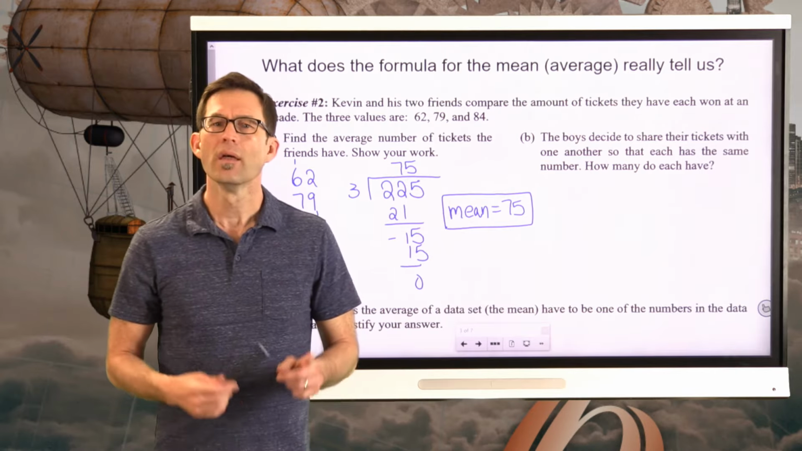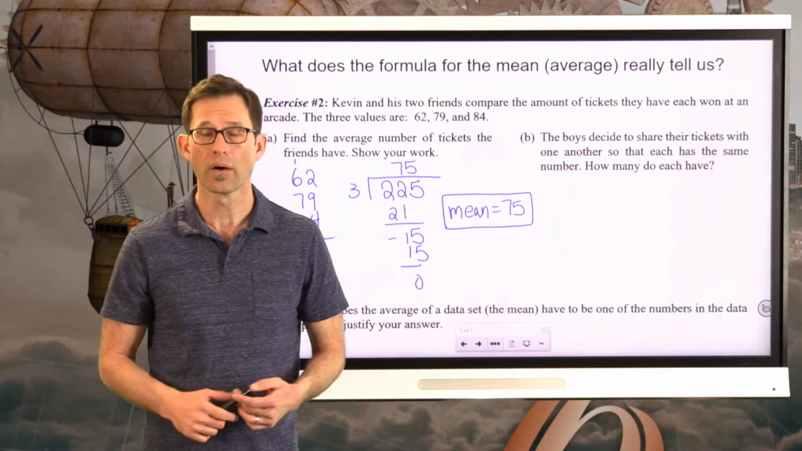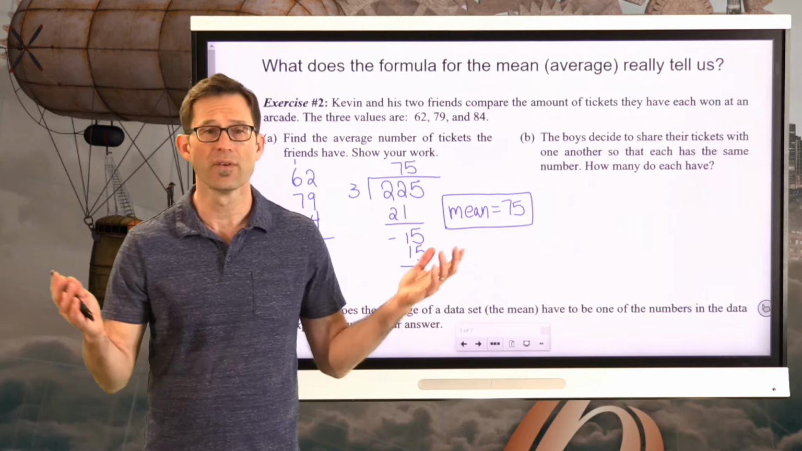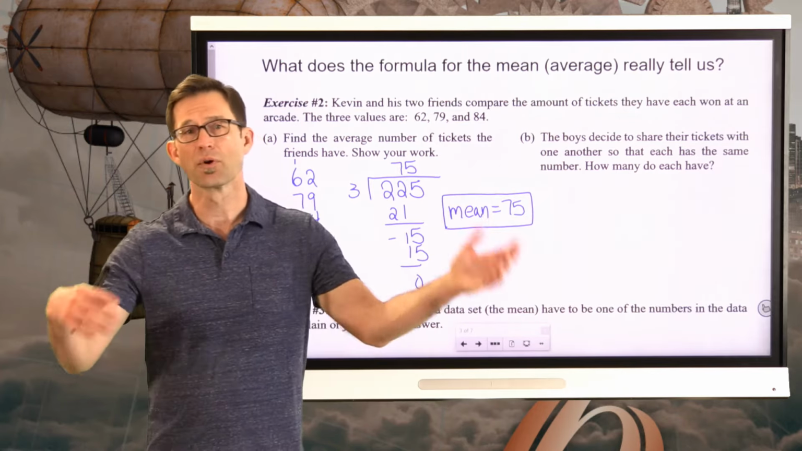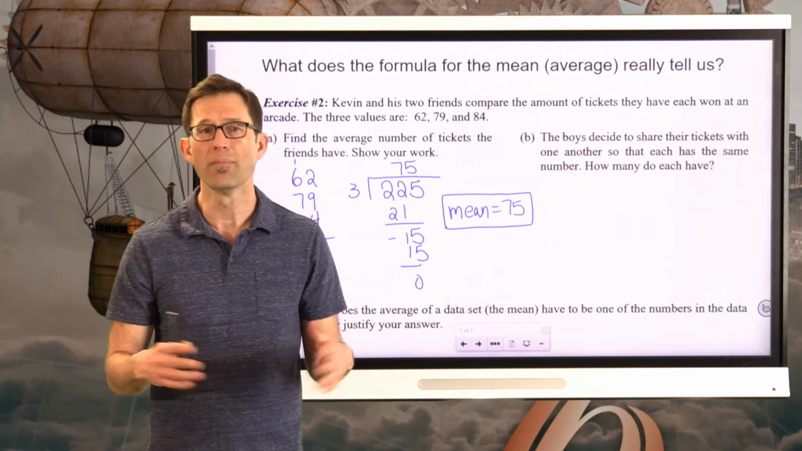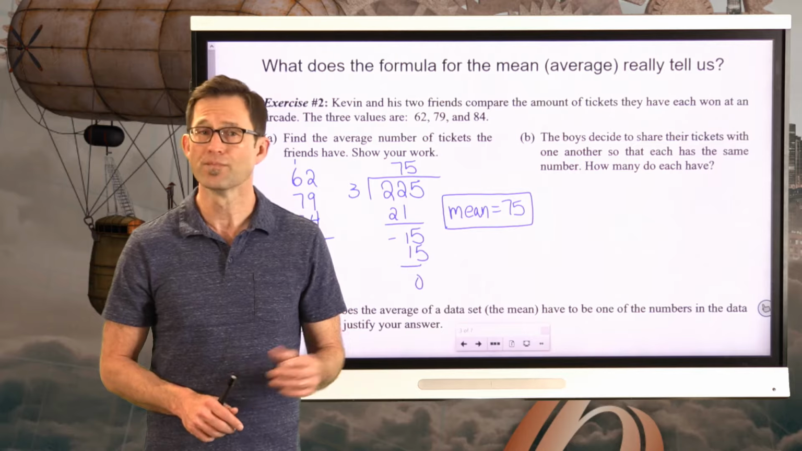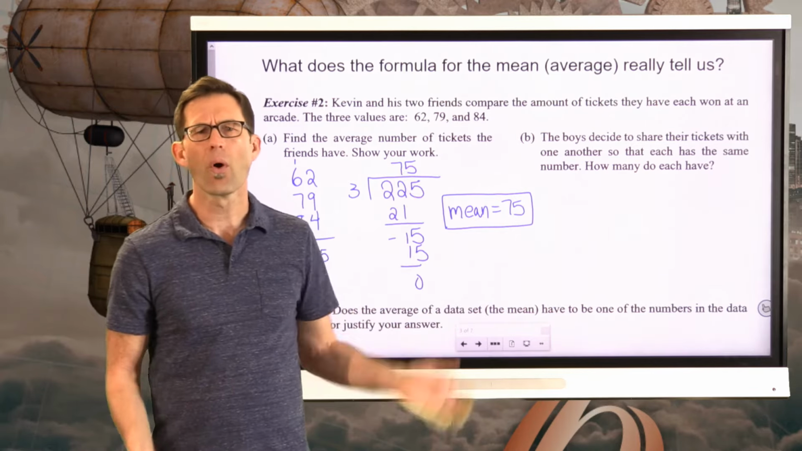All right. Now let's take a look at letter B. The boys decide to share their tickets with one another so that each has the same number. How many do each have? All right, well, pause the video. This is kind of a simple sort of 3rd grade problem. Each person has this much, but they want to now divide them up evenly between the 3. So pause the video now and see how many each would have if they threw all their tickets together.